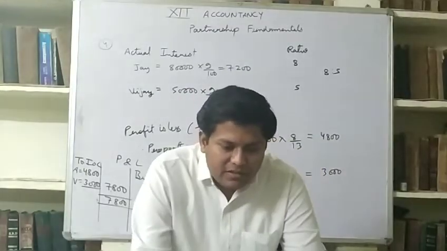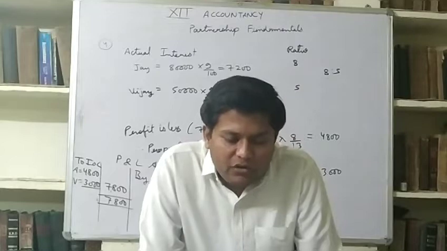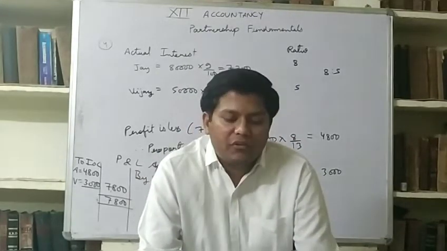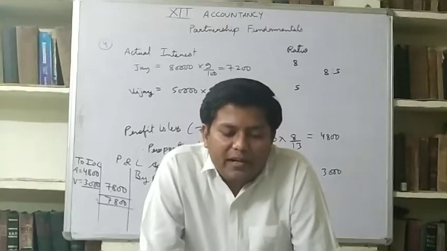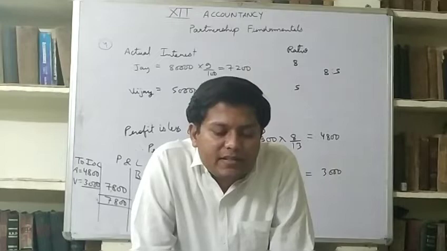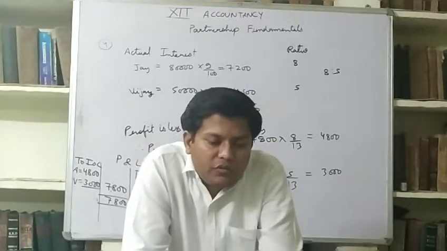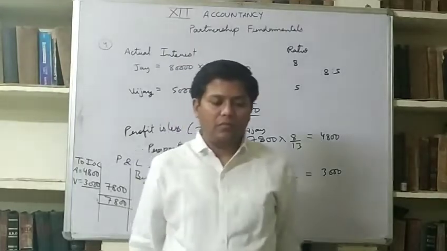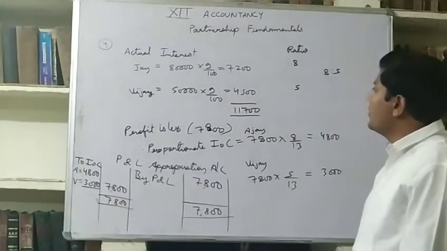So in the last class we studied the calculation of interest on capital and how to prepare the P&L appropriation account. I provided you homework also. I hope you have done it. For your reference, I have done question number 4, which was homework, on the board. You may look at the board.